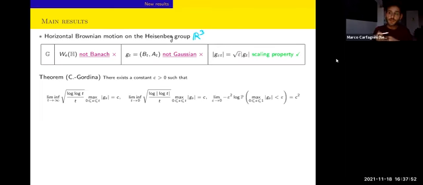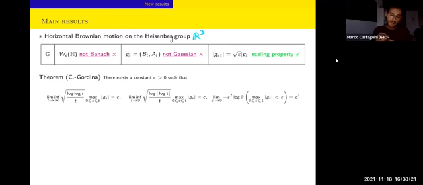Pros and cons. This is not a Gaussian process, so basically all the techniques that are known for Gaussian processes don't really apply here. On the other hand, the underlying space, the Wiener space here, is not a Banach space. It's an infinite dimensional space, complete with respect to some natural norm, but it's not a linear space. So we don't have the Banach structure. But what we do have is the scaling property.